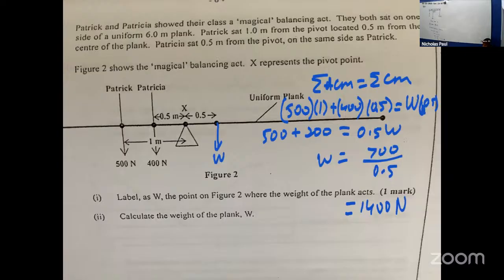Sure. So you'll see how the balancing act works, because of how heavy the plank is. The moment that the plank produces balances Patrick and Patricia. Okay, copy it down. There's more to it.